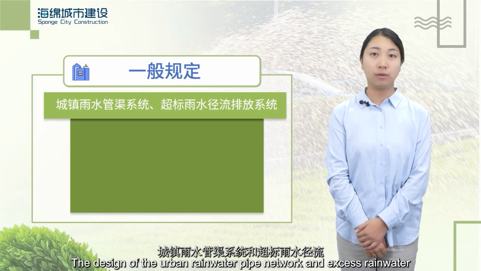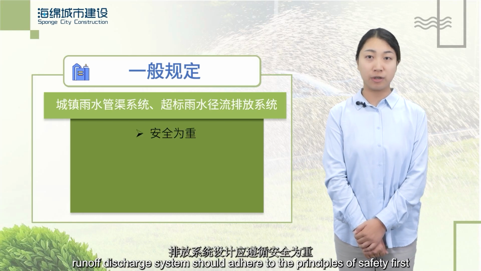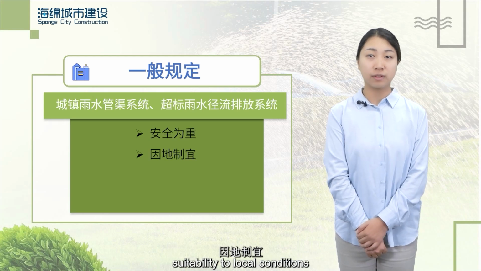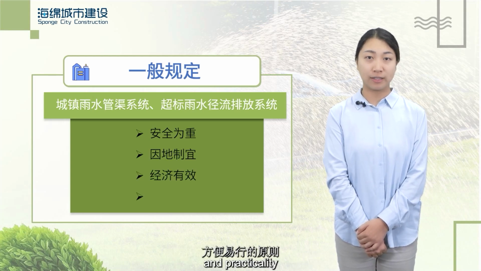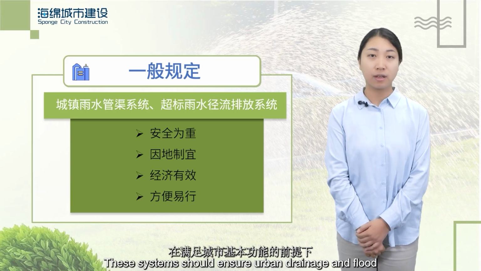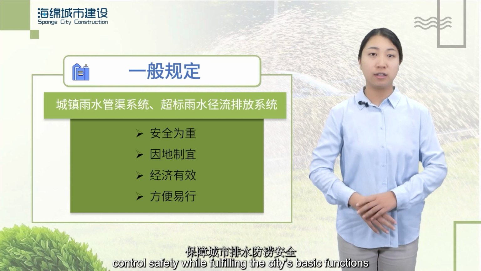The design of the urban rainwater pipe network and excess rainwater runoff discharge system should adhere to the principles of safety first, suitability to local conditions, cost-effectiveness, and practicality. These systems should ensure urban drainage and flood control safety while fulfilling the city's basic functions.